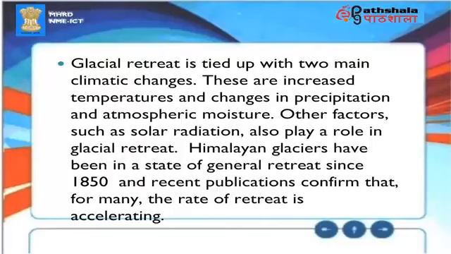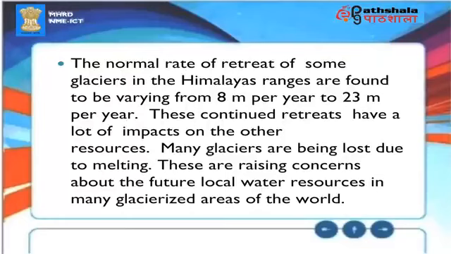Himalayan glaciers have been in a state of general retreat since 1850, and recent publications confirm that, for many, the rate of retreat is accelerating. The normal rate of retreat of some glaciers in the Himalayan ranges is found to vary from 8 meters per year to 23 meters per year.